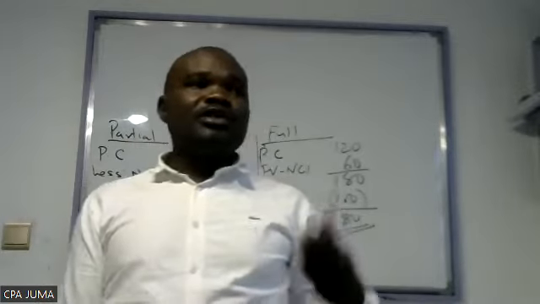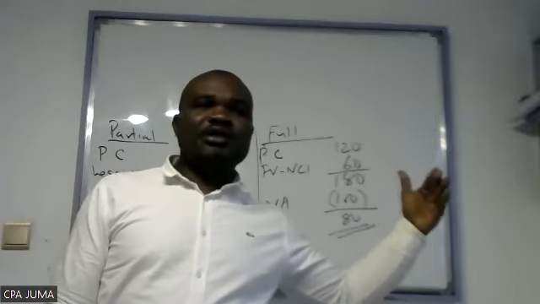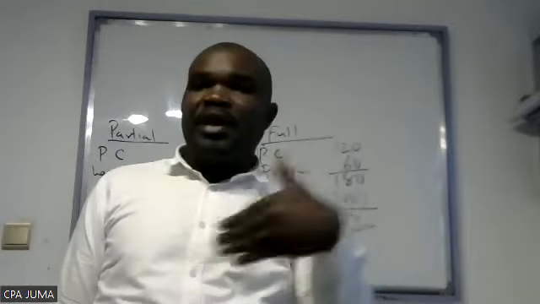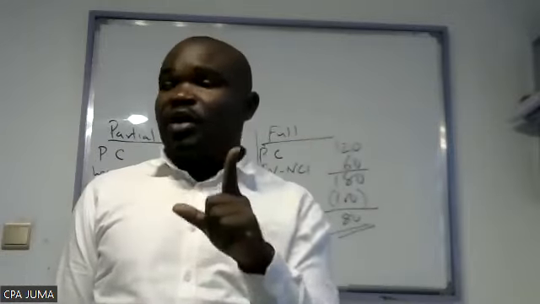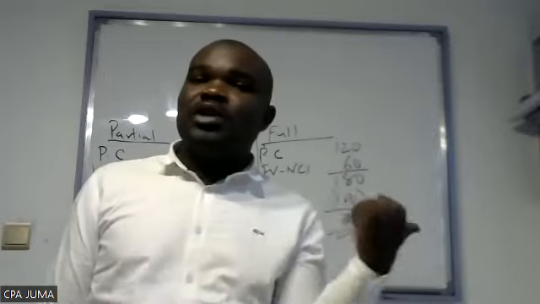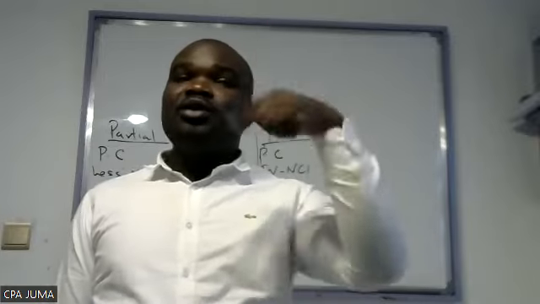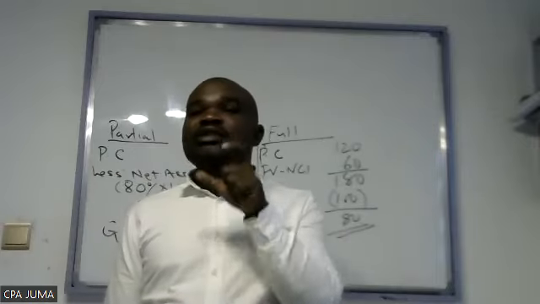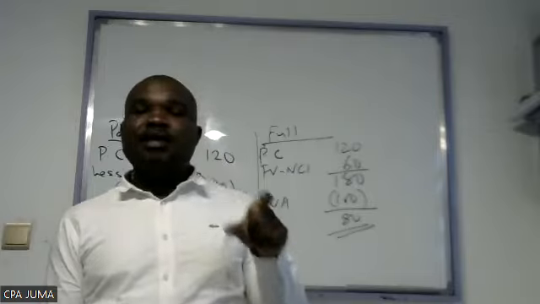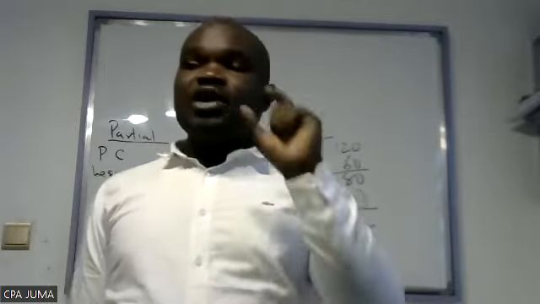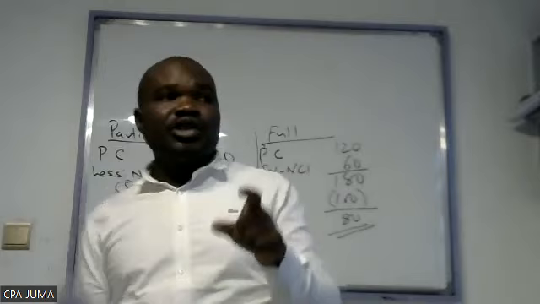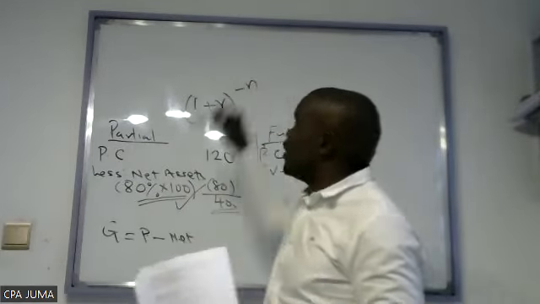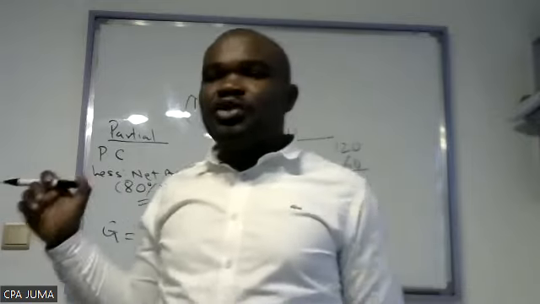When the examiner tells you that the purchase consideration took place on 1st January 2021, while the amount was to be paid in 2025, then goodwill must be determined in 2021, not when they will pay. You calculate on acquisition. So the best you can do is to discount. Discounting is the determination of present value. So you determine the present value using the formula 1 plus R raised to negative N. So you use the cost of capital.